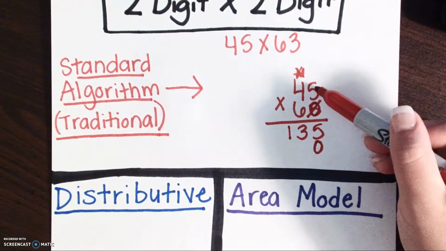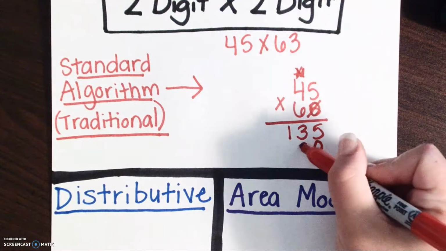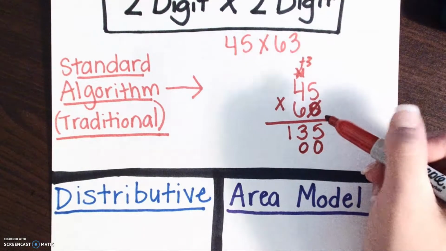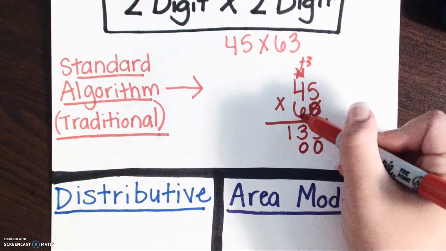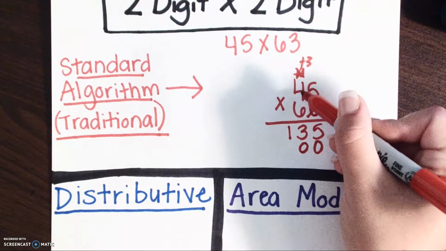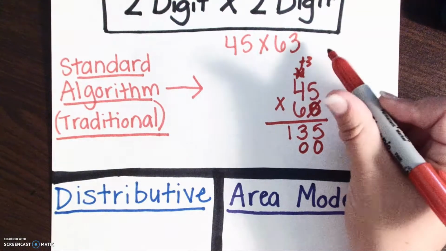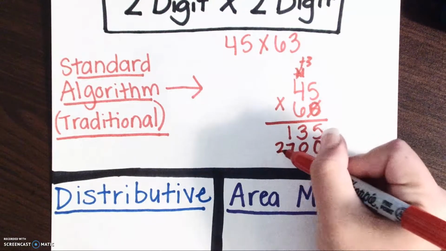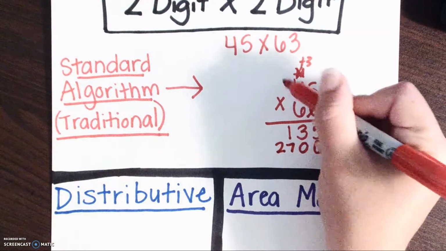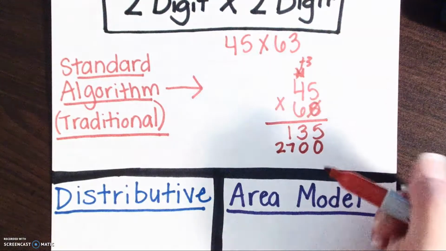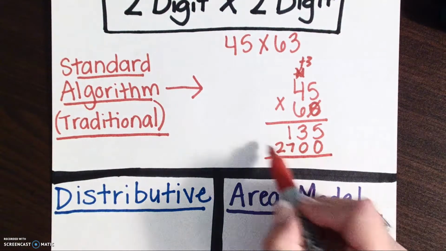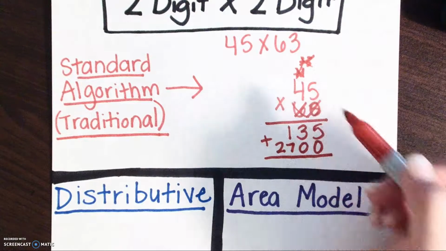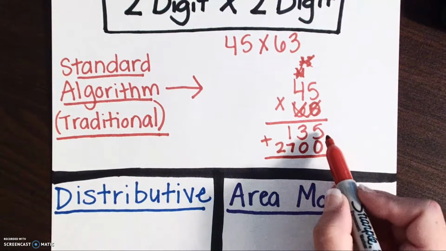So 6 times 5 is 30. I'm going to put my 0, add my 3 to my 4. Now I'm going to go to my 10's place. 6 times 4 is 24, plus 3 more is 27. So I write my number down here because there's nowhere up here for me to carry the 2. And all I got to do now is add it. I finished with my 6. I'm done. Now I have to add my 2 answers up.